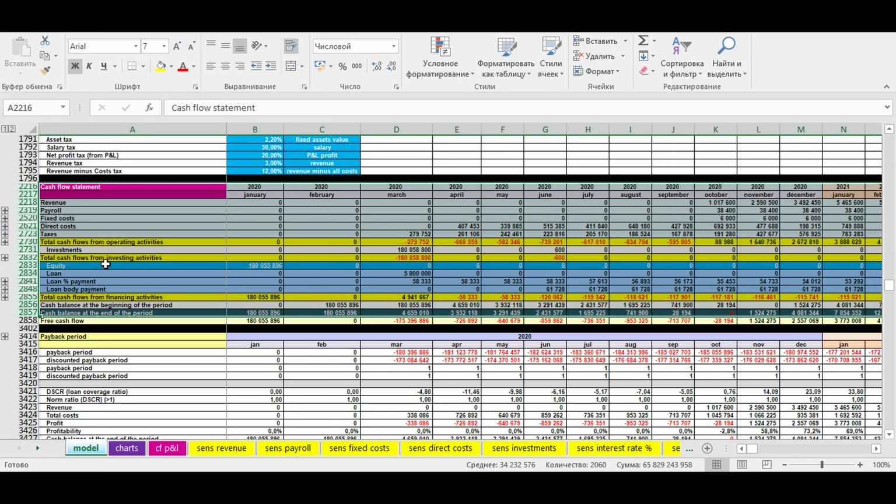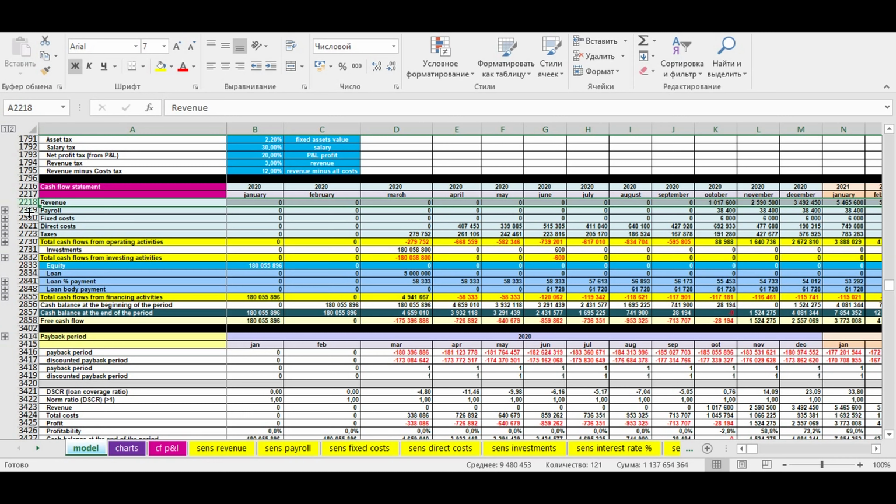What valuable information can you get from this table? First, you can see the total revenue, direct and fixed costs, payroll, and taxes. Second, you can see your monthly profit and cumulative cash balance. Third, one of the main things you'll see from cash flow is total amount of money you need to start the business.